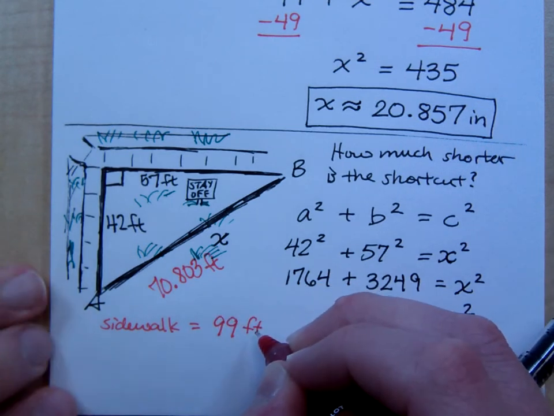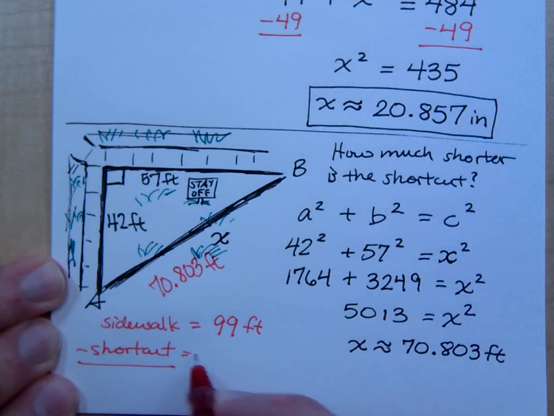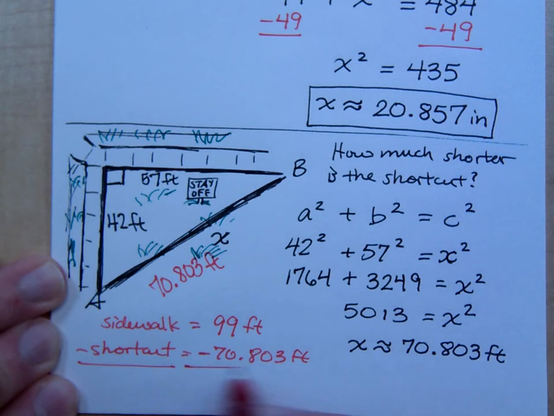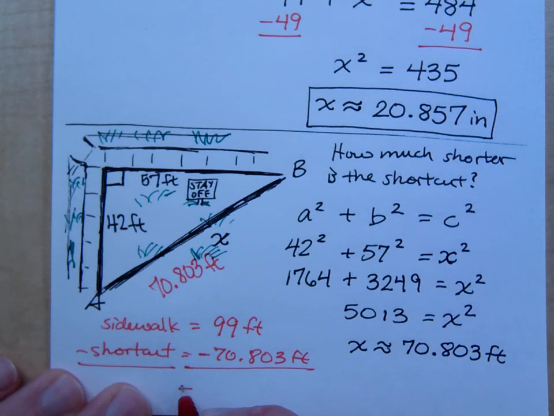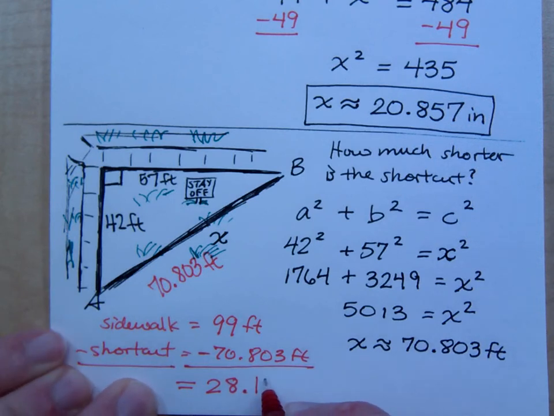Now my shortcut was 70.803 feet. So by doing the subtraction here, I can find out how much time or how much distance I would be saving. So what do you guys come up with? Ugh, typed in the wrong thing. What do you guys have? Your savings would be about what? 28.197 feet.